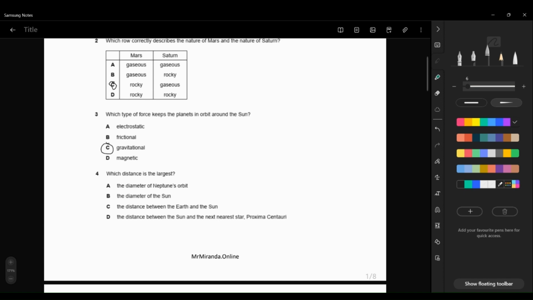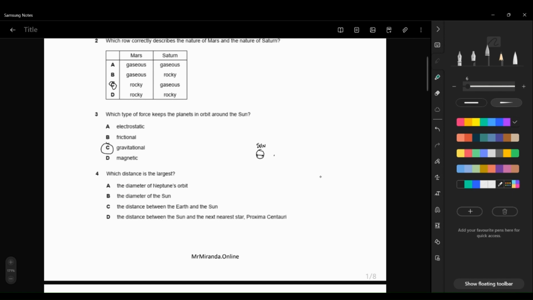Which distance is the largest? The diameter of Neptune's orbit, the diameter of the Sun, the distance between the Earth and the Sun, or the distance between the Sun and the nearest star Proxima Centauri. These are completely different scales. In the solar system alone, the diameter of the Sun, big as it is, is the smallest of all these options. The distance between the Earth and the Sun is the next one.